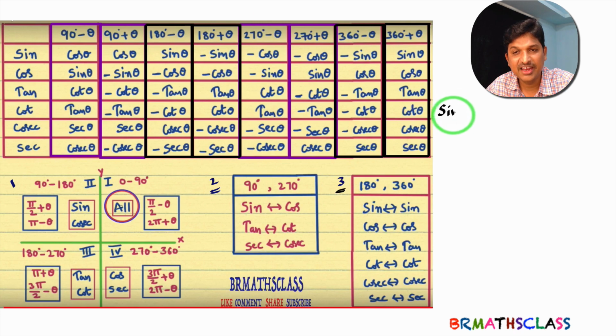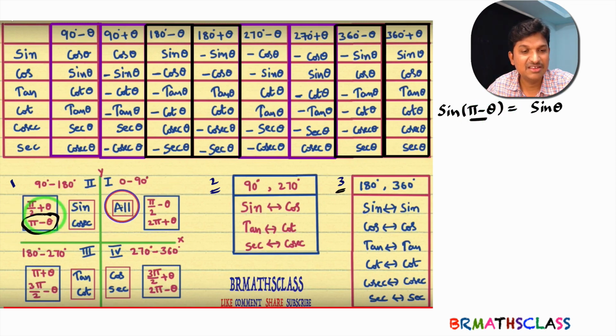First thing, sine pi minus theta. Pi means 180 degrees. Whenever we see 180, 360, the function won't change. So we will write sine theta only. Now it's about whether it is plus sine or minus sine. You look here, pi minus theta is in which quadrant? Pi minus theta is in second quadrant. In second quadrant, sine is what? Positive or negative? In second quadrant, you look here. In second quadrant, sine is positive. So this is plus sine theta.